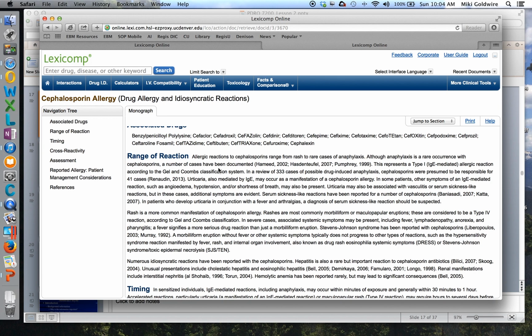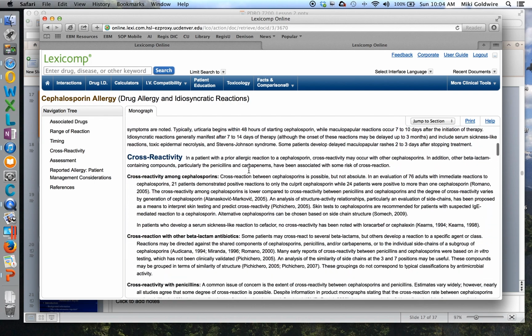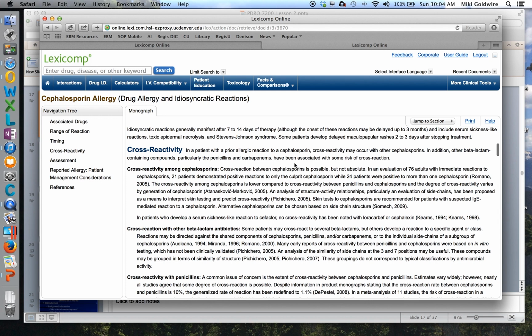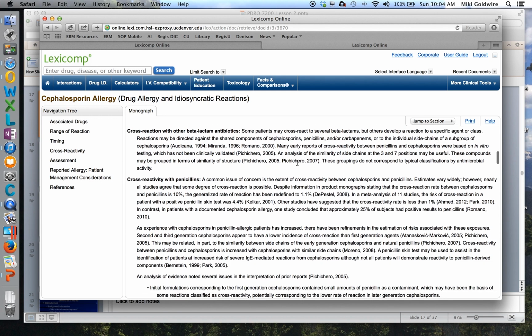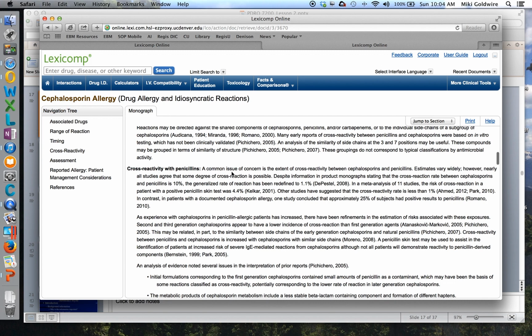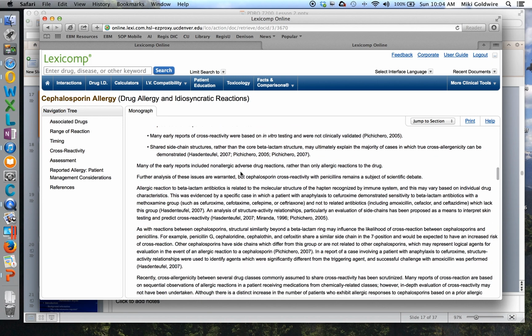If we continue reading, we will find information on the cross-reactivity with other groups, other cephalosporins, beta-lactams, and penicillins. So again, under the cross-sensitivity section, you will find that cefoxitin is cross-sensitive with some allergies to penicillins.